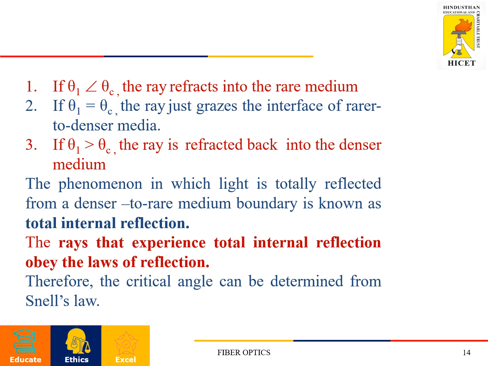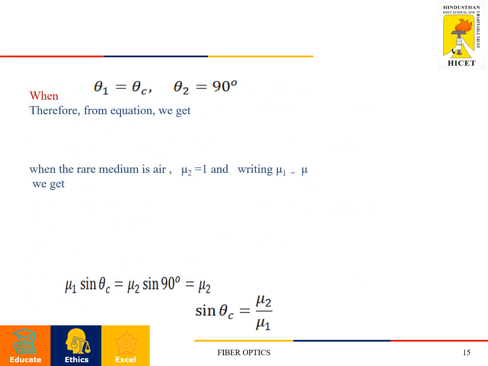This phenomenon, in which light is totally reflected at a denser to rarer medium boundary, is called total internal reflection. The rays that experience total internal reflection obey the laws of reflection. Therefore, the critical angle can be determined from Snell's law. That is, theta 1 equals theta C and theta 2 equals 90 degrees. With this equation we take mu 2, the rarer medium.